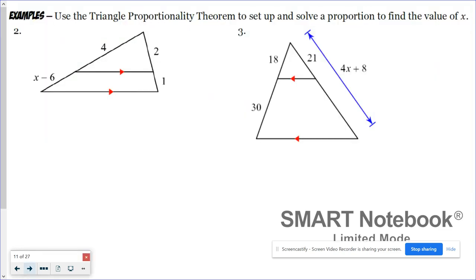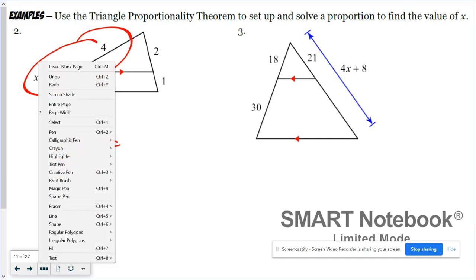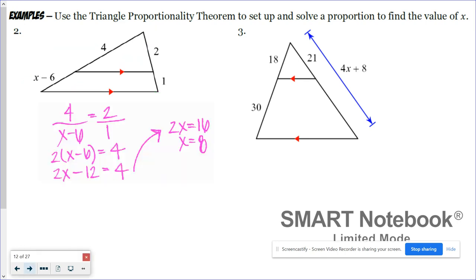So take a look at problem 2 here. What's a possible proportion I can create for problem 2? I can talk about the left side of this triangle, and I could say 4 over x minus 6. And I can say that this is equal to the ratio formed by the right side of my triangle, so 2 over 1. And I'm allowed to do this because I do have that parallel relationship. And then from here, I would just cross multiply and divide. So I get x is 8.